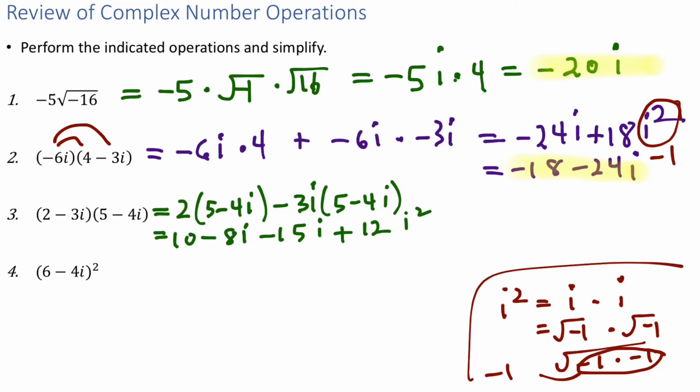All right, so here's an I squared, so circle that and call that negative 1. So that's going to turn 12 into negative 12. So let's write that over here. So if I combine like terms, the real parts are going to be 10 minus 12, negative 2. That's my real part. My imaginary parts are going to be negative 8I minus 15I, which is negative 23I.